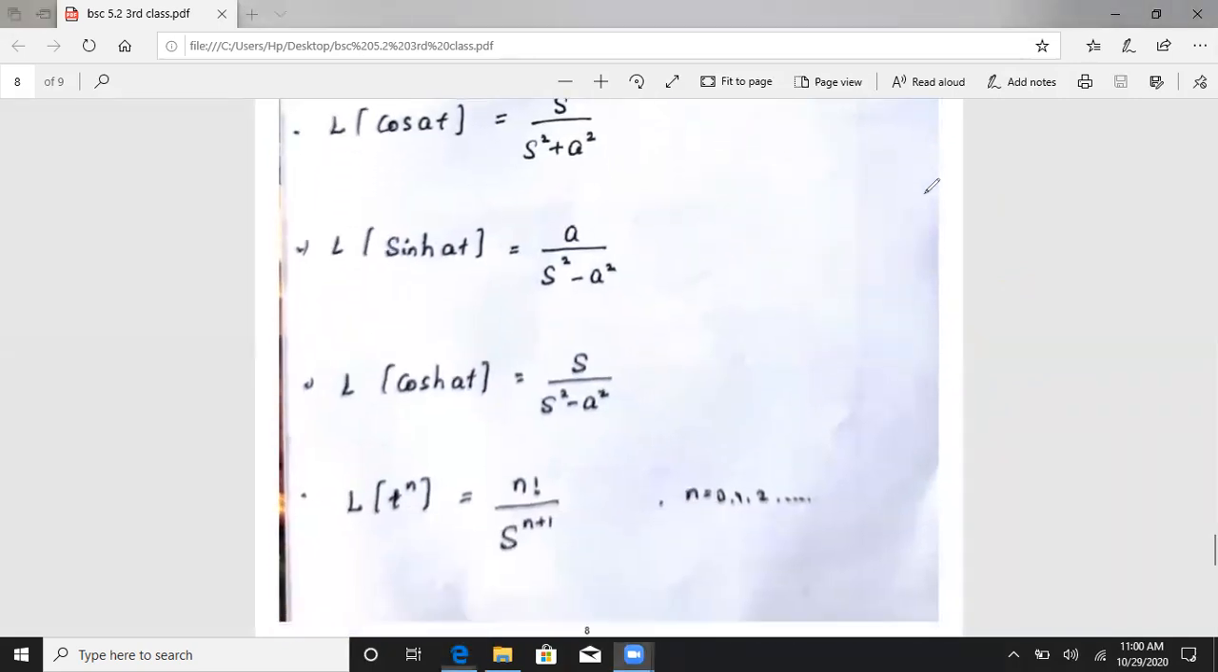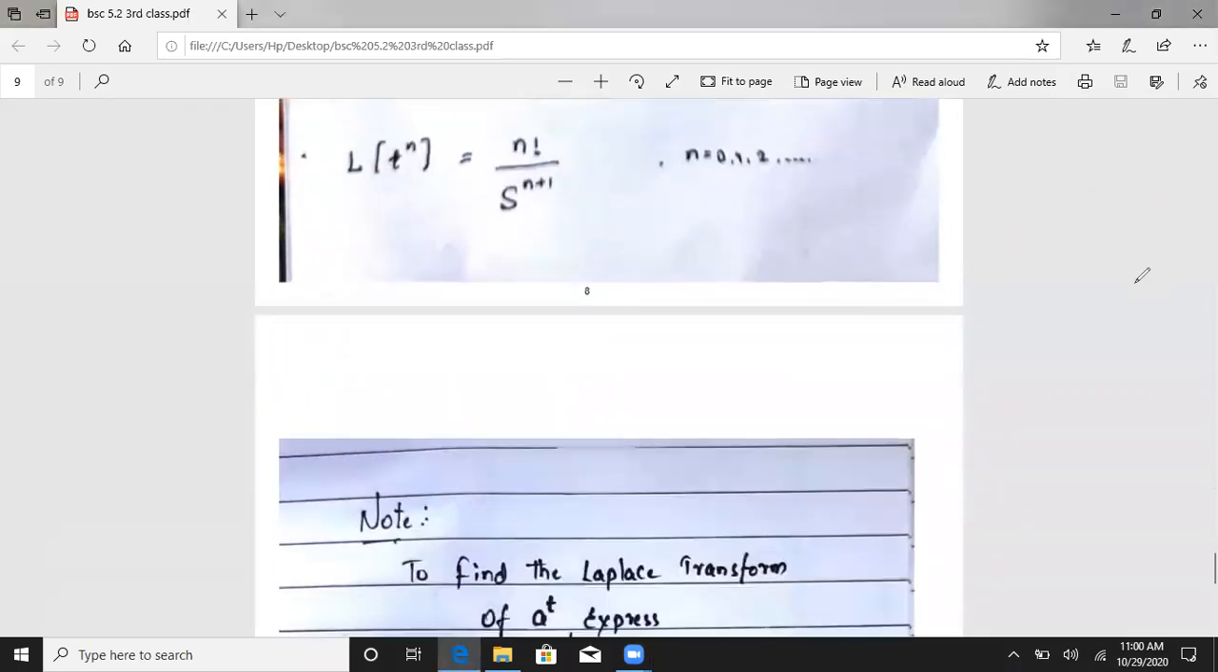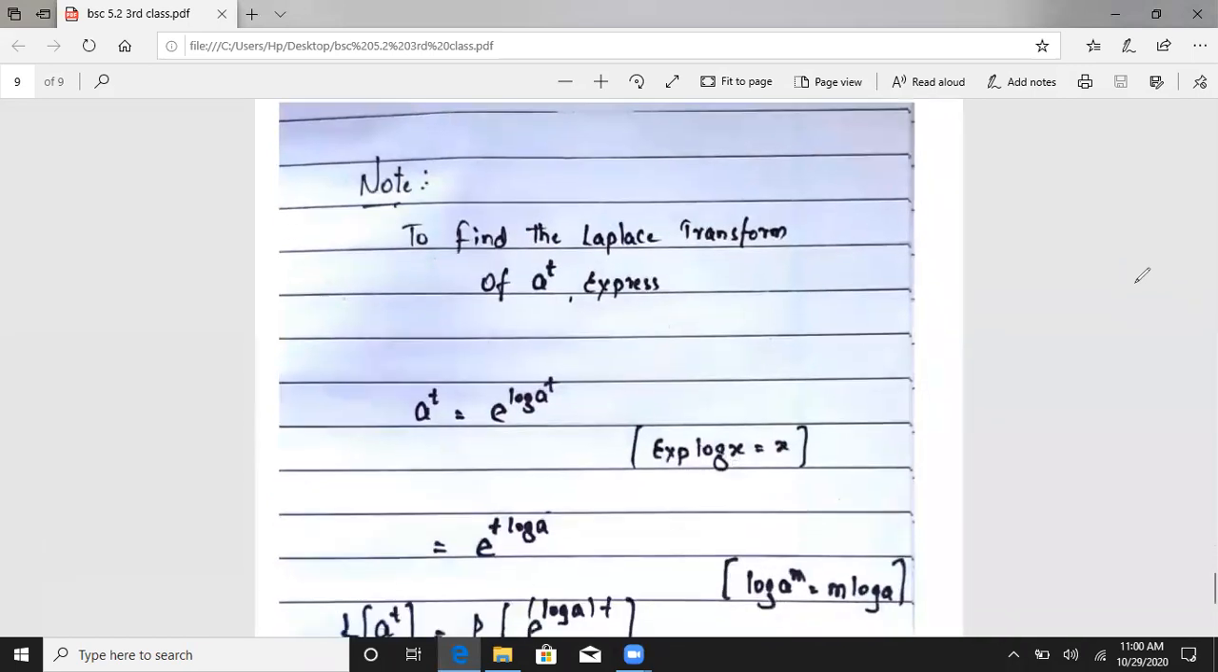And this is the last function. We just solved the Laplace transformation of t to the power n, which is n factorial divided by s to the power n plus 1. This n will be our gamma function. I hope in today's class you understand all the problems.